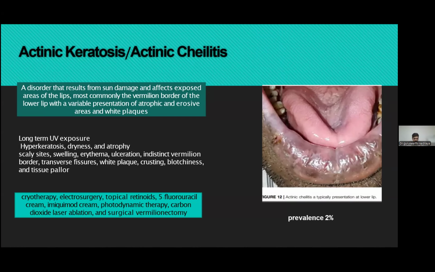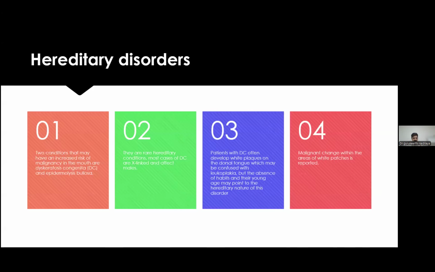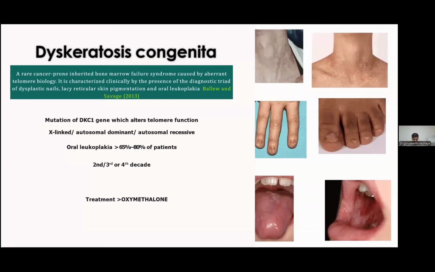Disorders like dyskeratosis congenita and epidermolysis bullosa are the most common, and they develop plaques on the dorsal tongue with leukoplakia, in kids and young age, and undergo malignant transformation. Again, more than 65 to 80% of patients will develop leukoplakia. The telomere dysfunction which alters telomere function can cause these kinds of changes.